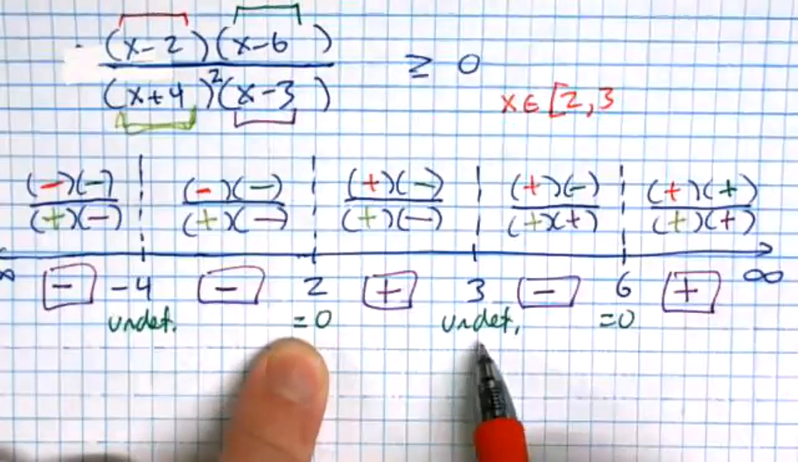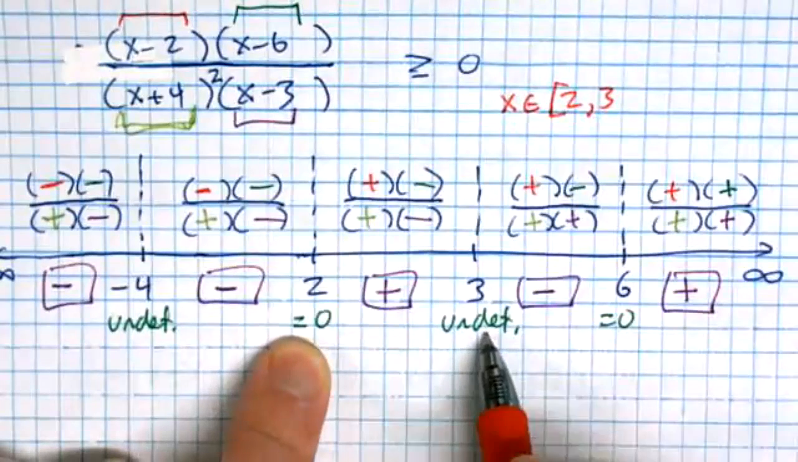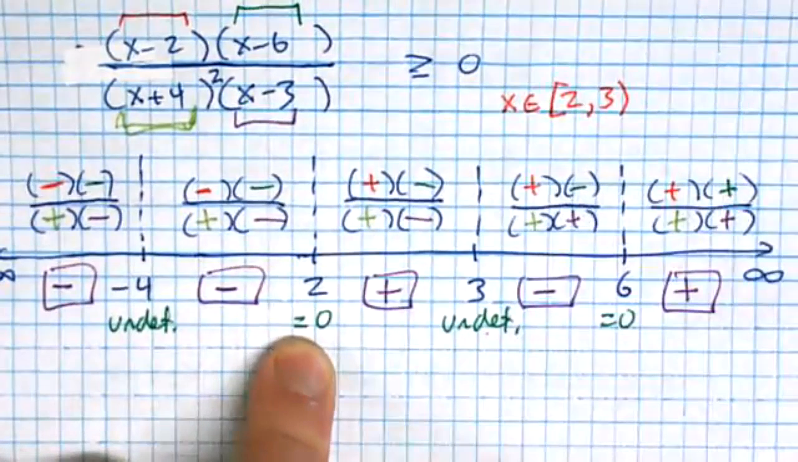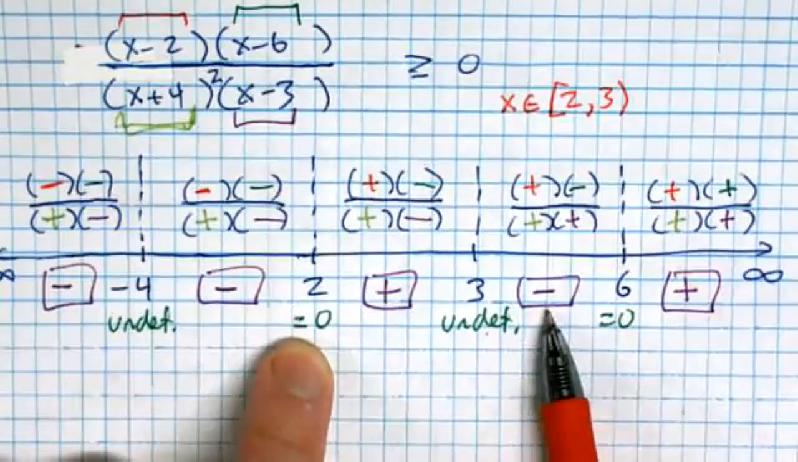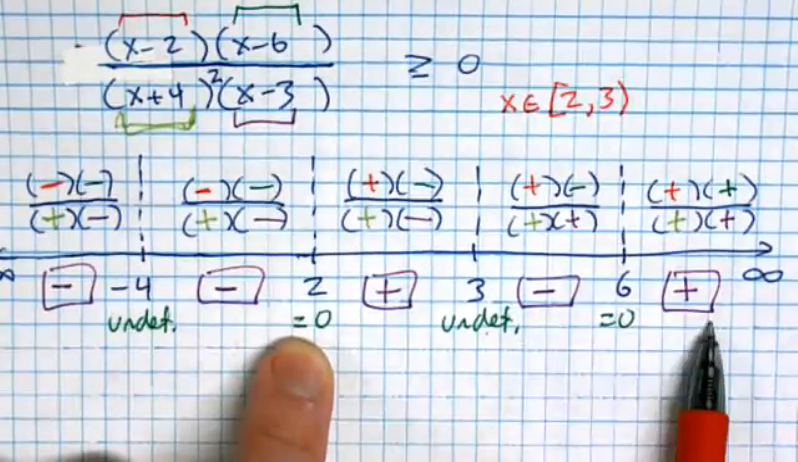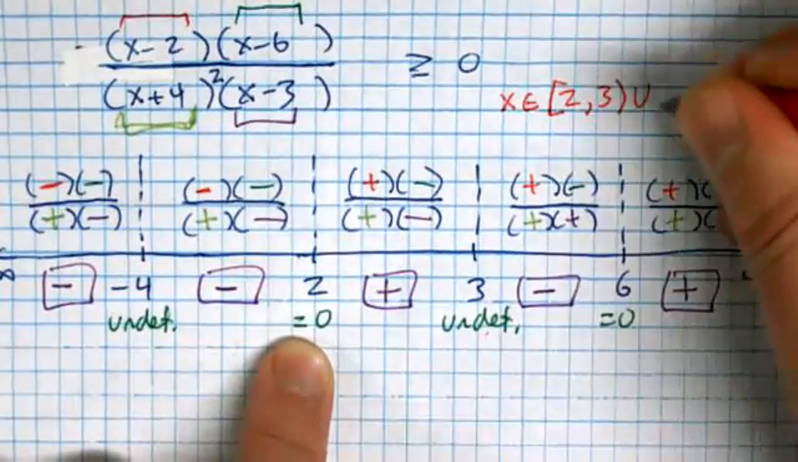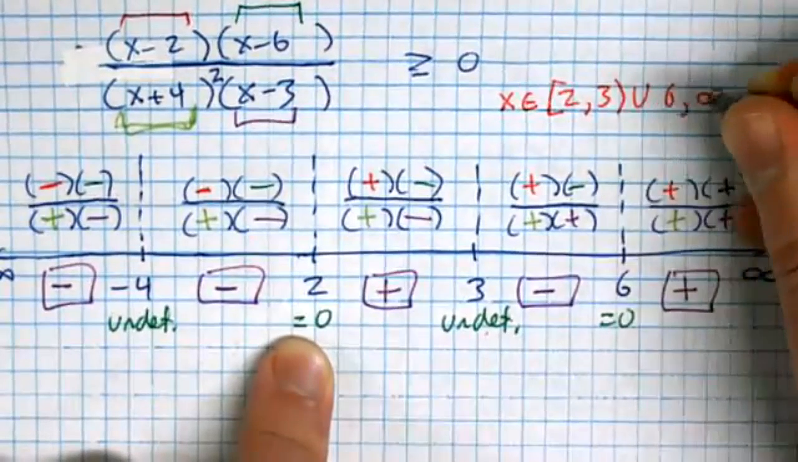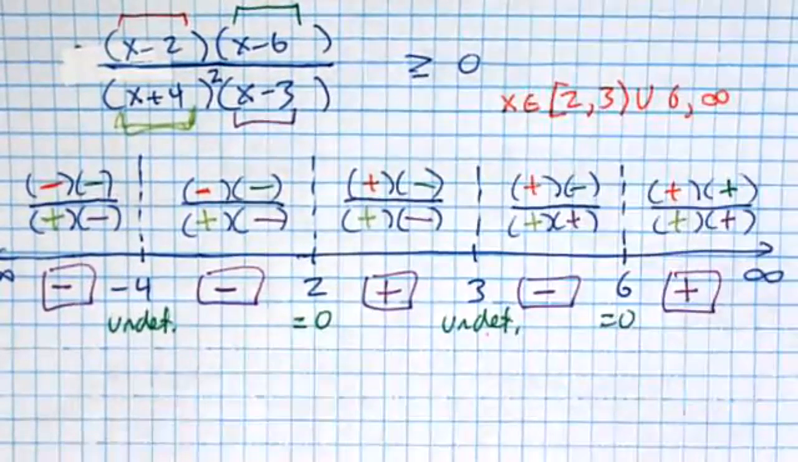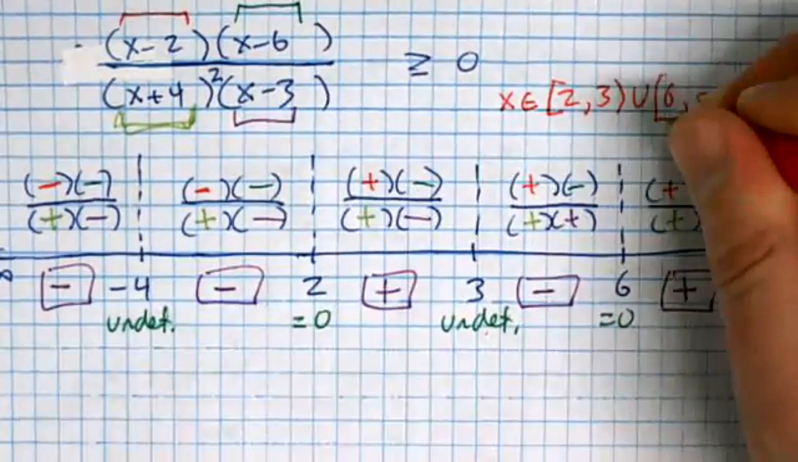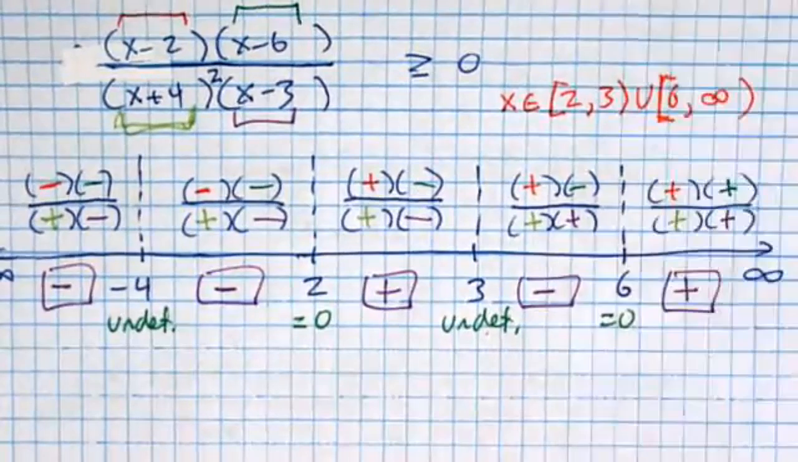Is 3 going to get a bracket? No, it's undefined at 3. It's not equal to 0 there, so that gets a parenthesis. Not here, that's negative, but here, yes, right? That's positive. So 6 to infinity. Does 6 get a bracket? It's equal to 0 at 6. This is greater than or equal to 0. The or equal to 0 part says yes, you get a bracket. Infinity doesn't.